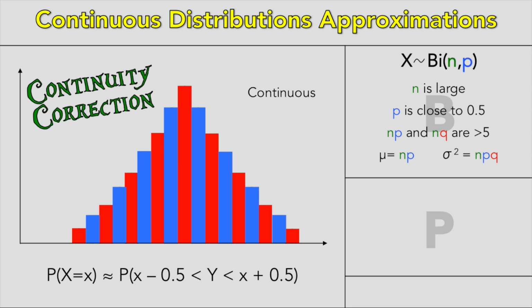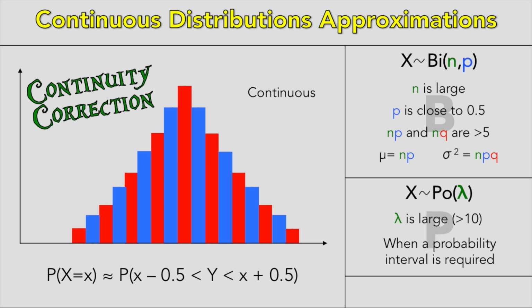To approximate with the Poisson distribution, lambda should be large, ideally more than 10 as a guide. You approximate particularly when a probability interval is required. Now, one thing to note is that you should never approximate twice. So don't go approximating binomial as Poisson and then going from Poisson to normal. Don't do that.